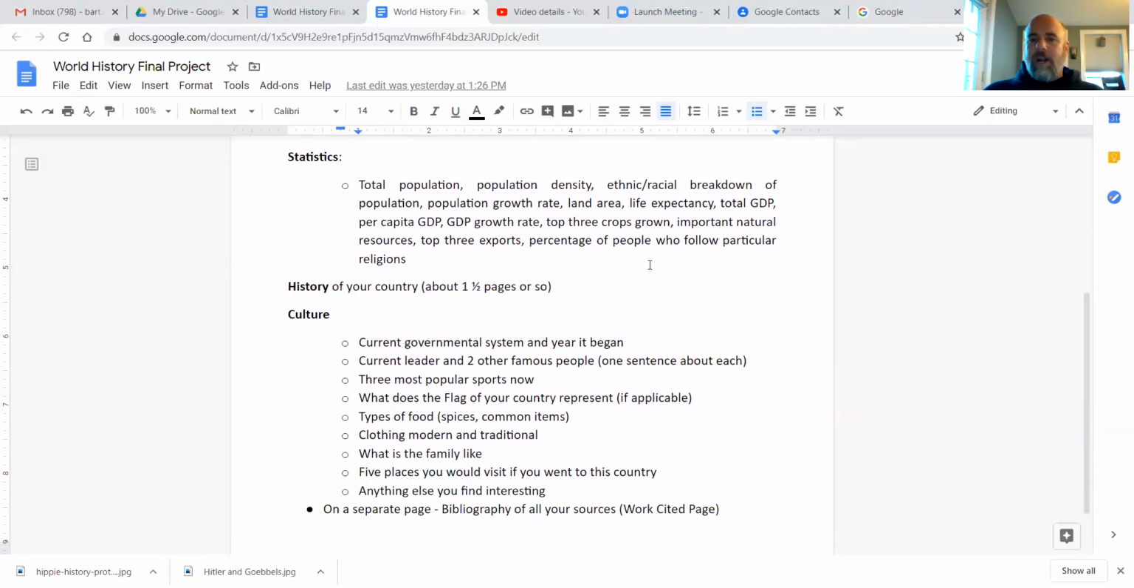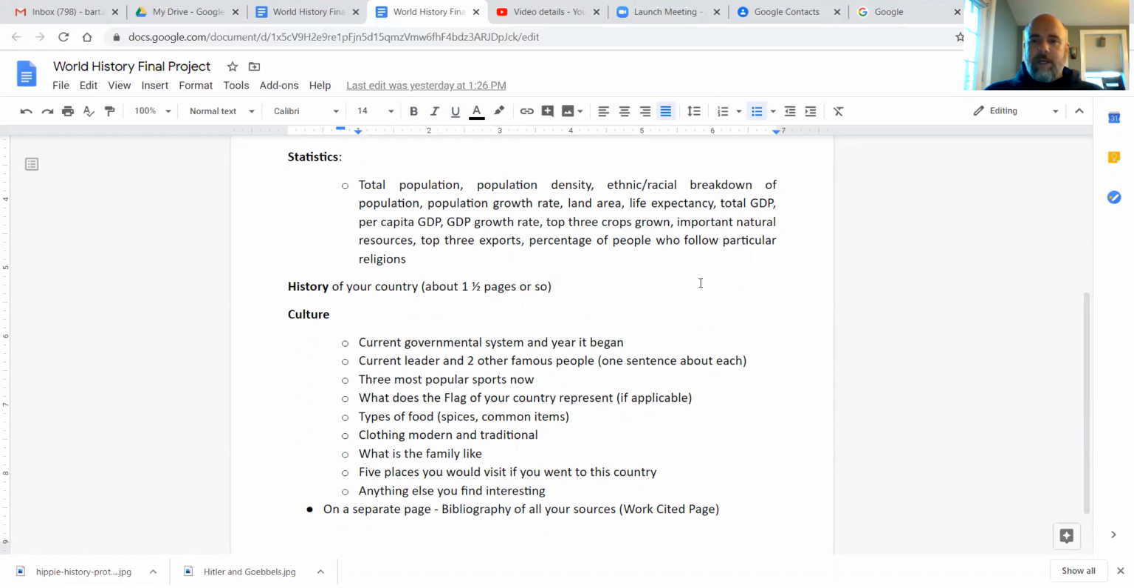Then, for about 1.5 pages of your paper or so, it could be a little less or a little more, it probably depends on the country you choose, you're going to briefly do a historical overview of your country from the founding of your country, even if it's way back in 3000 BC, to the present. Obviously, if you choose countries like Italy or China, you're going to have to really condense their history.